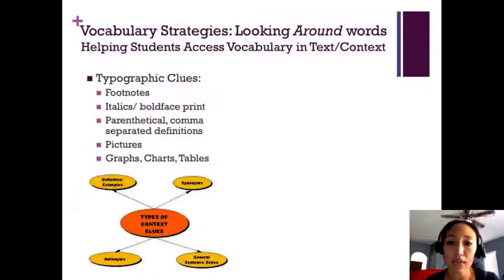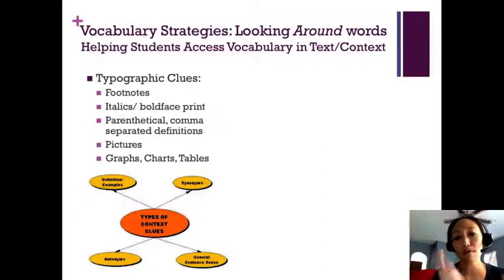So a second type of strategy is looking around the words and helping students to access vocabulary in text or in context. One of the things that you can help students become more aware of are typographic clues. So within text, often footnotes, italics, or bold-faced print that tells you this is the key word that you're looking for. Parenthetical or comma splice definition, where you'll have a word, and you'll have a comma and then the definition and another comma.